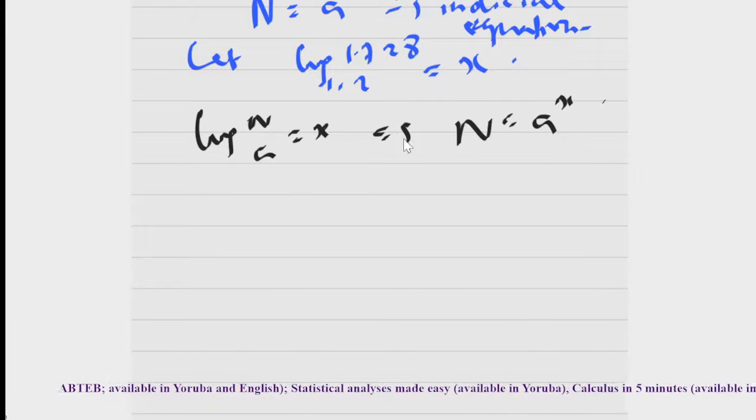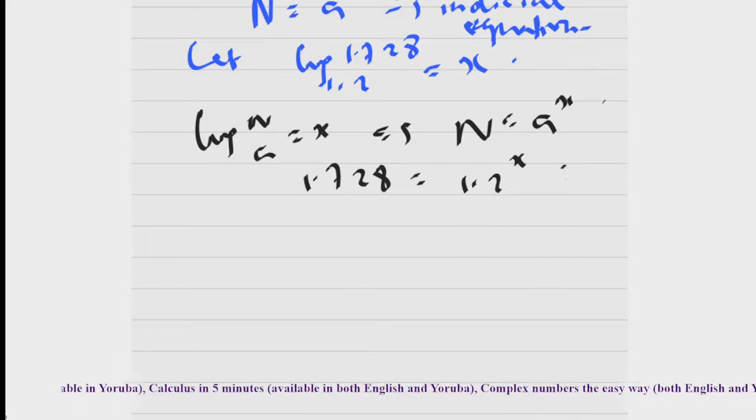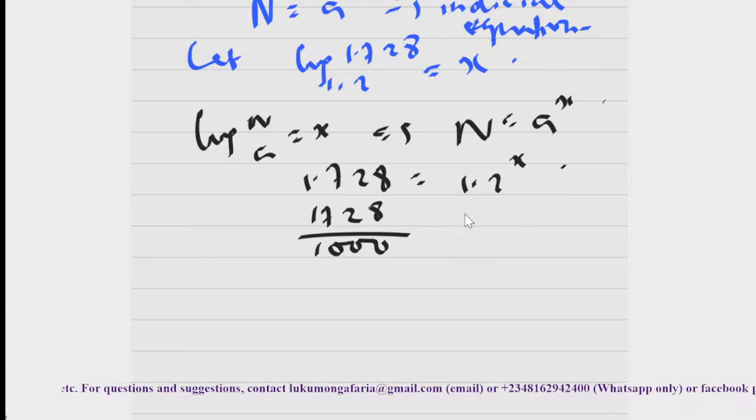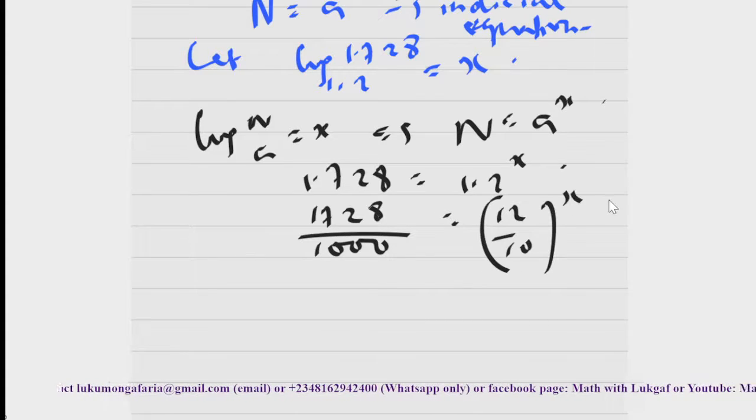It means if you follow the same thing I did here, then you are going to have 1.728 is equal to 1.2 raised to power x. You understand now? And you can rewrite this in fraction. Even if you have something in decimal, it is advisable to change it to fraction. Then you have 1728 divided by 1000 is equal to 12 divided by 10, raised to power x. I hope you understand now.